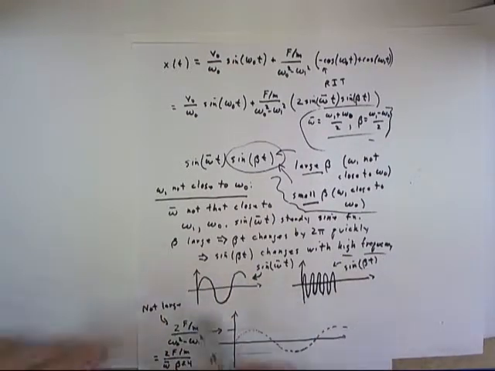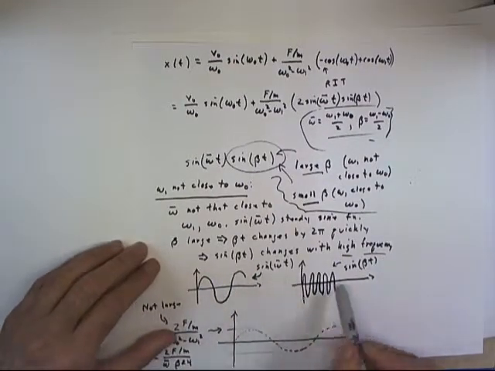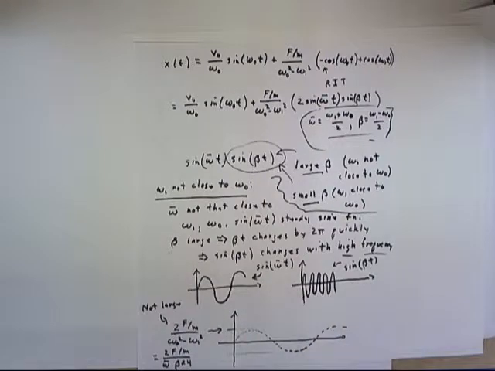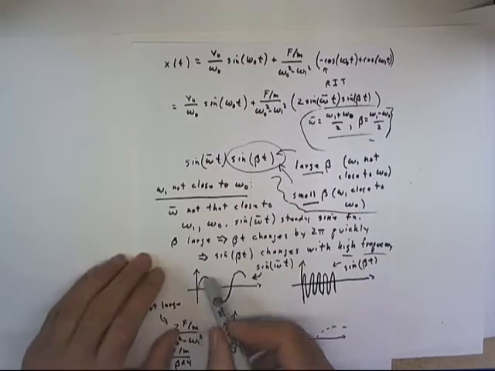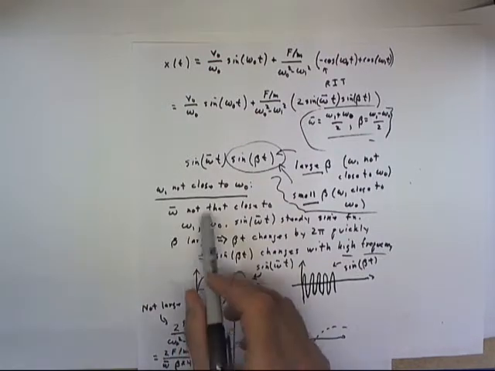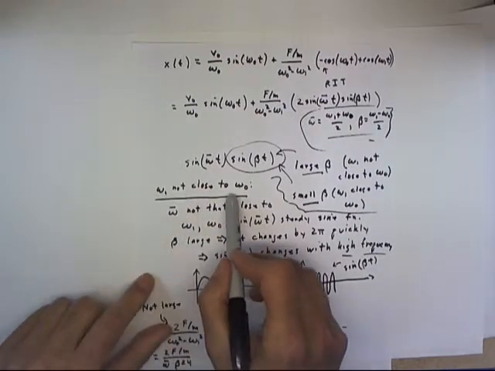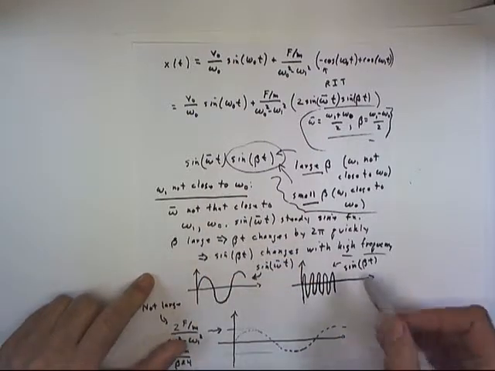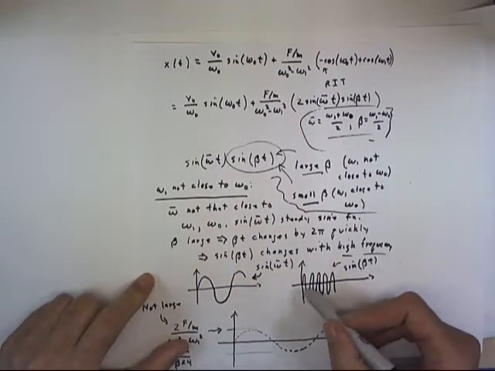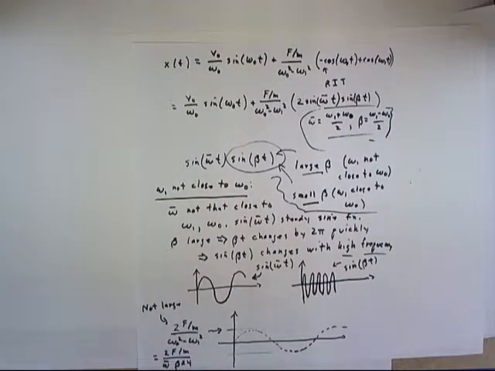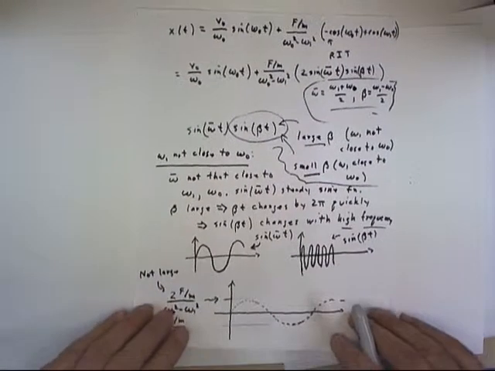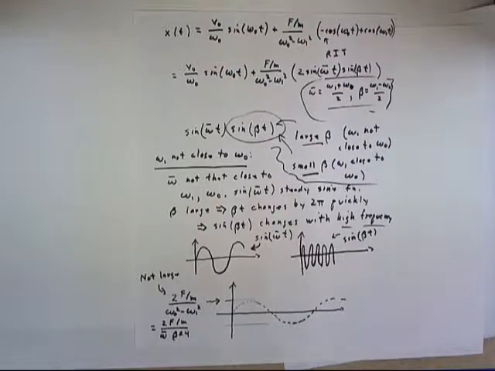Now, what's that look like if we graph the sine of omega bar t and the sine of beta t? The sine of omega bar t has just some frequency. If these two are not close together, then beta is going to be large enough to give the sine of beta t a much higher frequency. What happens in that case?